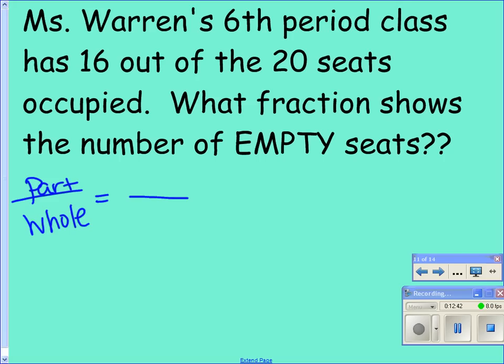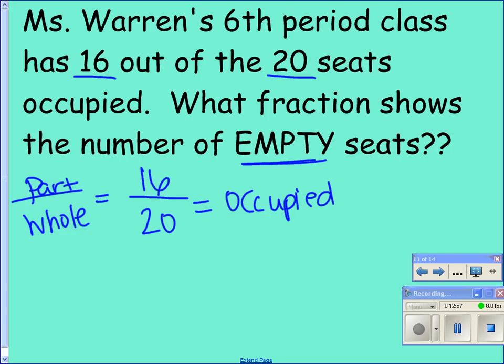So we know that there are 20 total seats, so that's going to be our denominator, and 16 of those are occupied. But what does this fraction represent? It represents the occupied seats. We want the empty seats. So what are we going to do to figure out how many seats are empty? Well, if there are 20 total seats and there are 16 that are occupied, you're going to subtract to figure out what's left. So 20 minus 16 is 4 out of the 20 seats are empty.